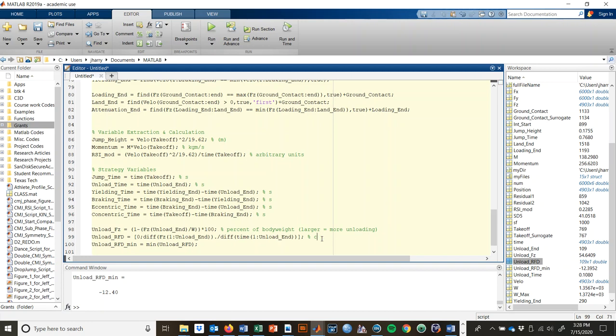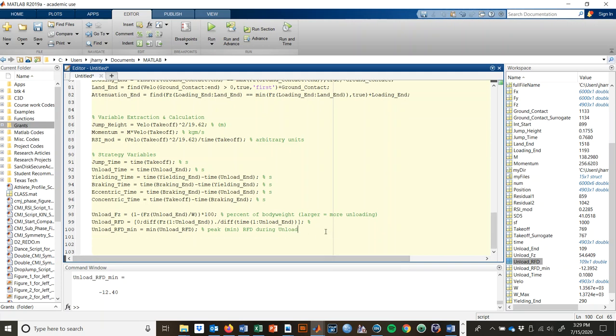Okay, now just to put a note here, this was derivative. But it's the element-wise, it's not a single value. This here would be peak, the minimum to be specific, RFD during unload. Some people enjoy those peak RFD values, in this case a minimum, so you could do that again for the other subphases.